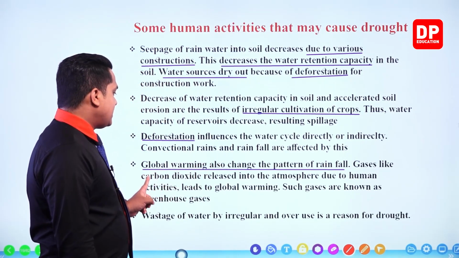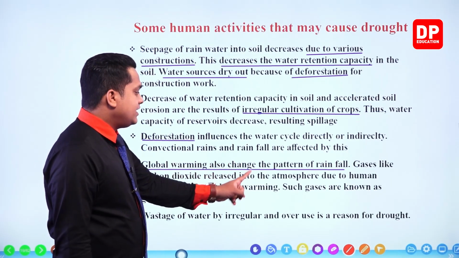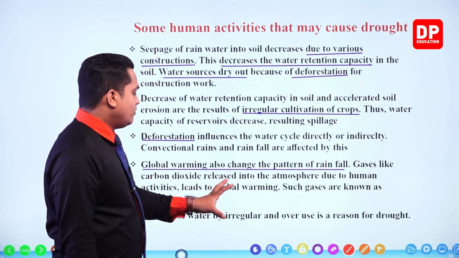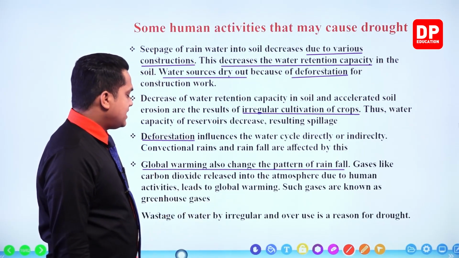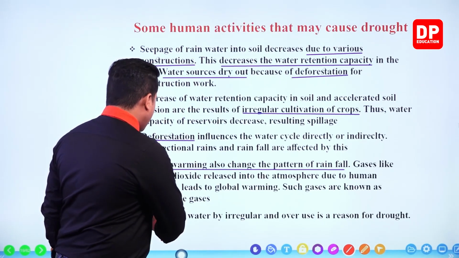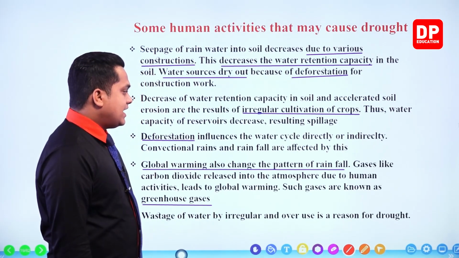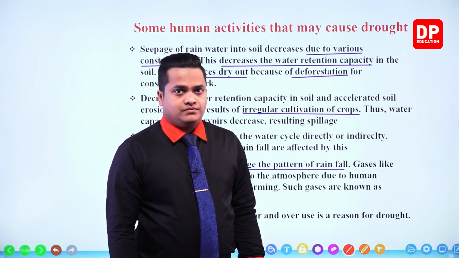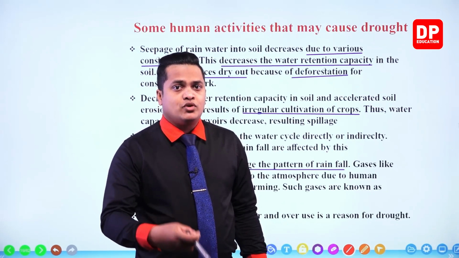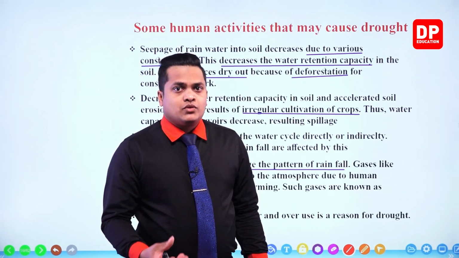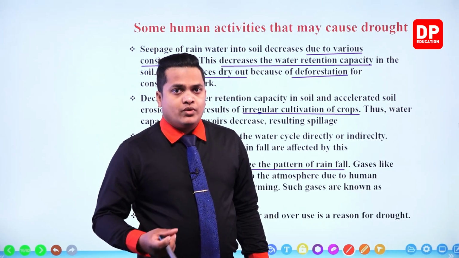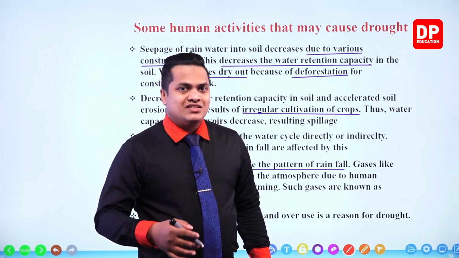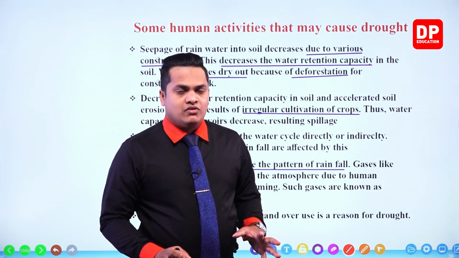Gases like carbon dioxide released into the atmosphere due to human activities lead to global warming. Such gases are known as greenhouse gases. There are several gases which can increase the atmospheric temperature. Actually, these gases can absorb more and more solar radiation. So upon absorbing more solar radiation, what will happen? The surface temperature is going to increase. This condition is simply referred to as global warming.